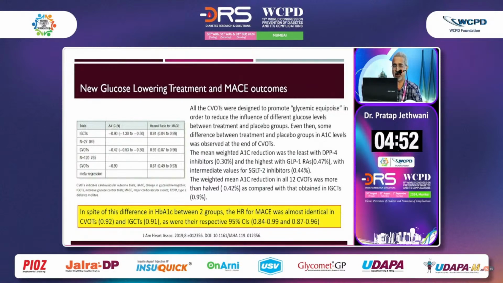And this is the data which suggests that although the HbA1c control is marginal with these drugs as compared to the intensive glucose control trials, the overall impact on MACE is still the same. So these drugs provide something beyond glucose control, and they provide cardiorenal protection because of pleiotropic benefits.